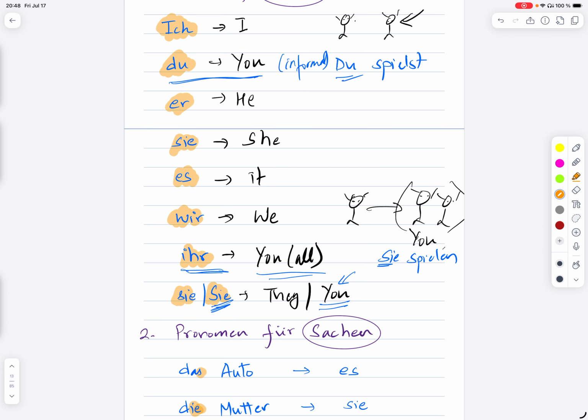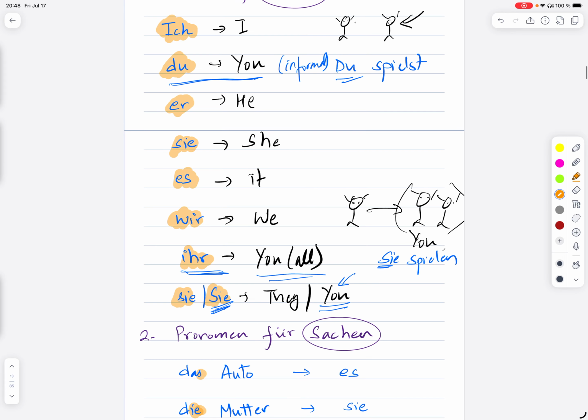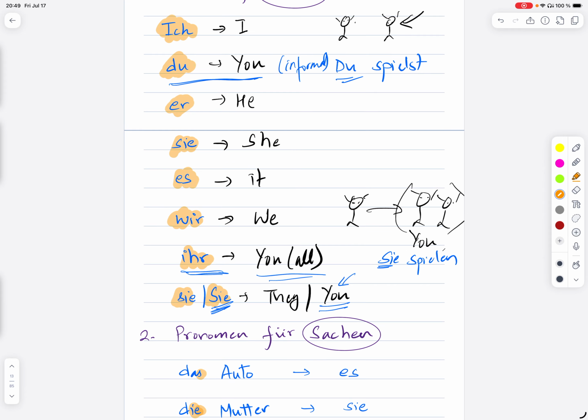Then we have ihr, it's du but plural. If you have more than two people in front of you and you talk to them, then you say ihr. And then you have sie with a small s and Sie with a capital S. So sie with a small s means they. When you talk about many other people in the third person, then you say sie.